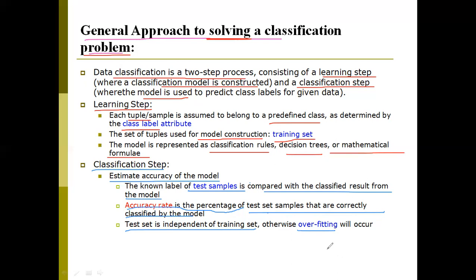What is overfitting, and its definition, we'll see in the next classes. This is one of the big concepts we'll see later. So this point is about the test set data and training set data being independent of one another. These are the two steps of a classification.